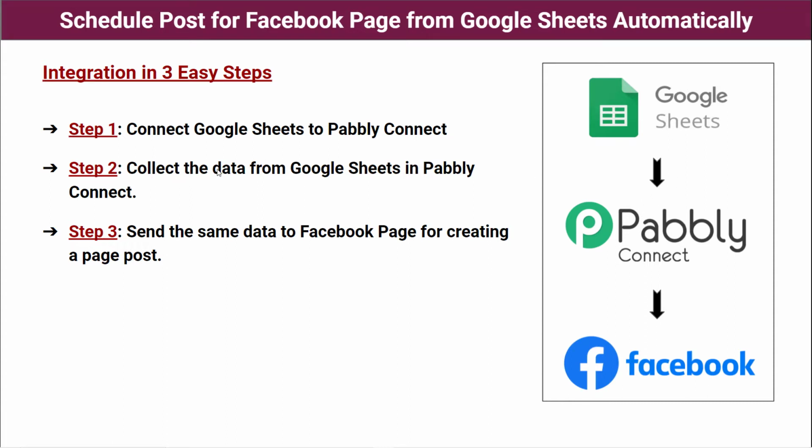Step 2 is to collect the data from Google Sheets in Pabbly Connect. All the data that is present in the Google Sheet will be sent to Pabbly Connect. Step 3 is to send the same data to the Facebook page for creating a page post. The data that we have received from Google Sheets will be used to create a Facebook post. The integration of Google Sheets and Facebook is very easy, and let me show you all of them in detail.